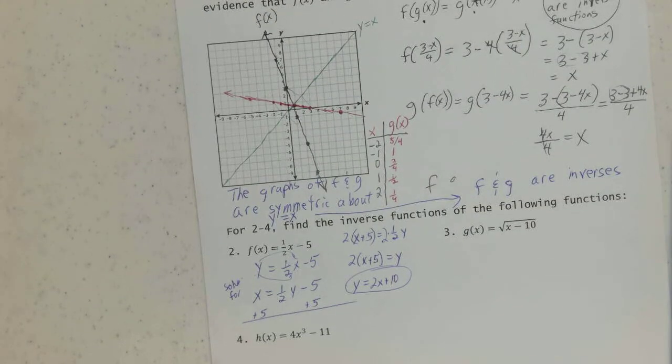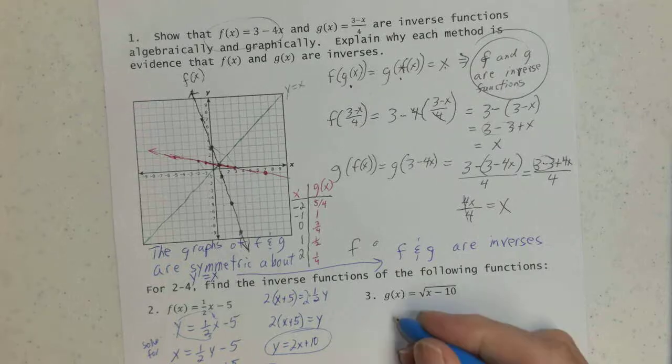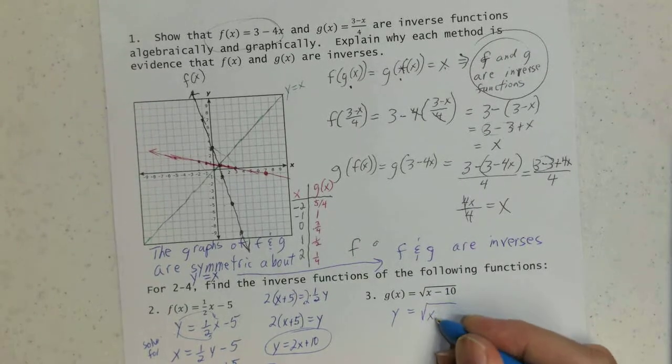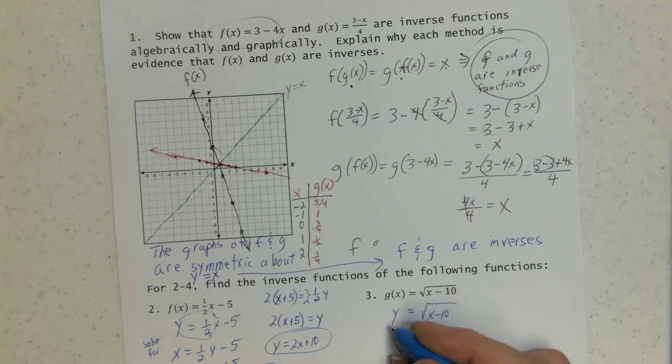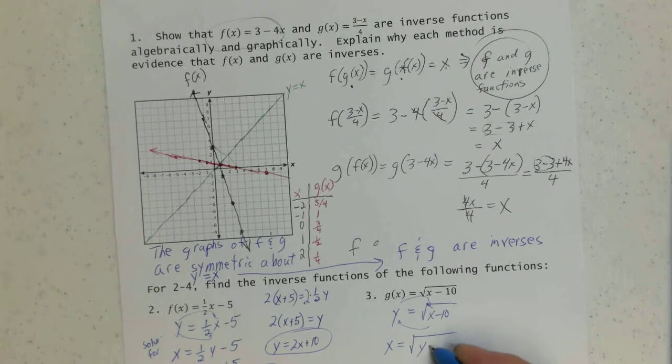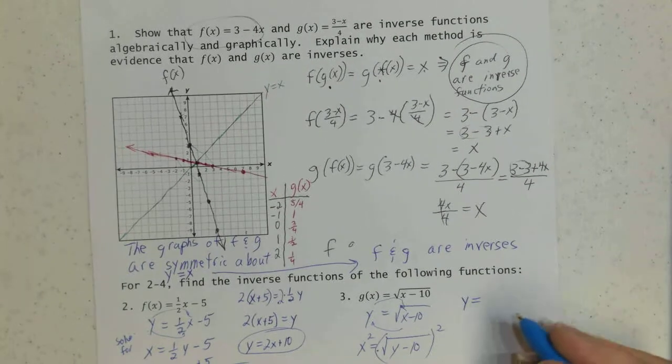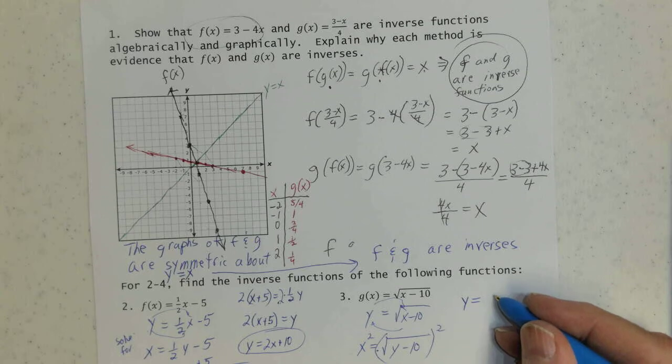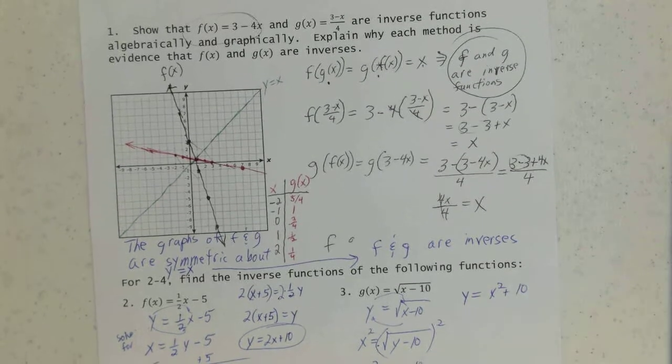All right. 3. Let's do the same thing. Y equals the square root of x minus 10. Switch-a-roo. X equals the square root of y minus 10. Get y by itself. Solve for y. Square both sides first. Get rid of the square root first. That's x squared. It's y minus 10. And then add 10. I'm going to write over here. Y equals x squared plus 10.